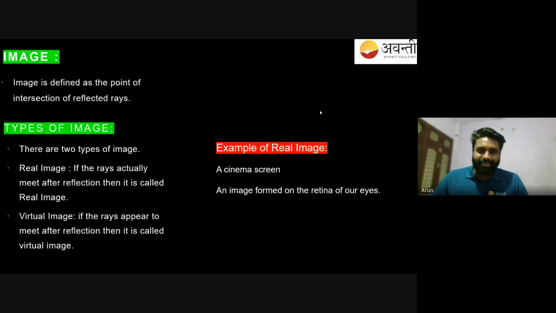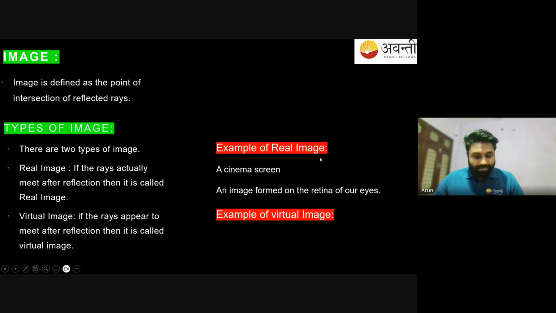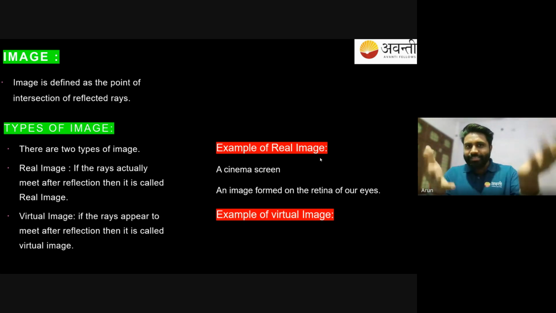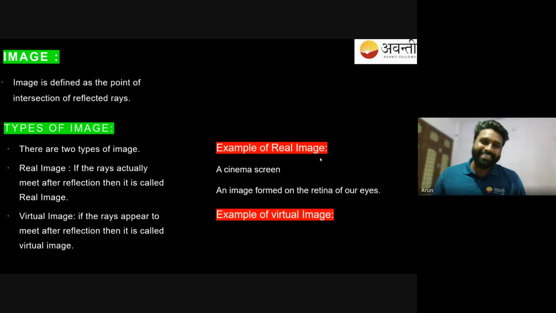And what is virtual? The mirror you stand in front of to comb your hair, to groom yourself, to dress up, that is the virtual image. Because what is behind the mirror? There is nothing, until and unless you have hidden something there from the eyes of your mom. Other than that, there is nothing there, right? Are you really present there? No. So if you put a screen right behind your mirror, have you got your image there? No. So that is the virtual image.